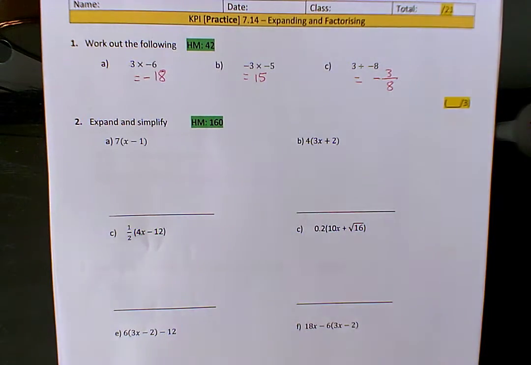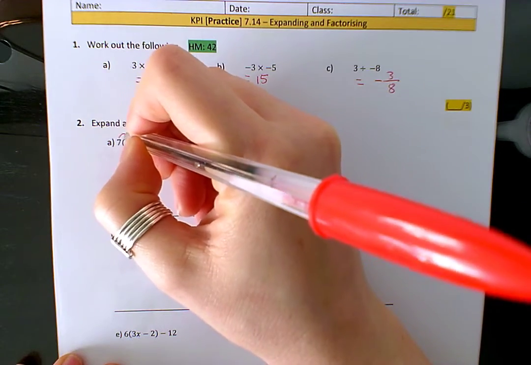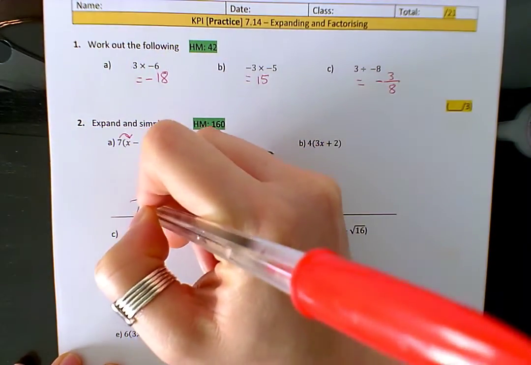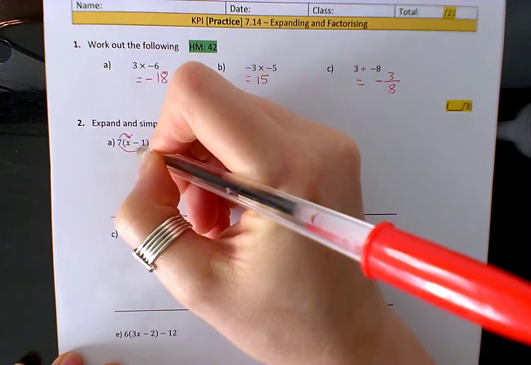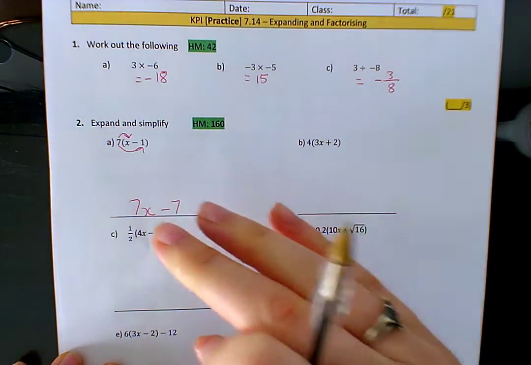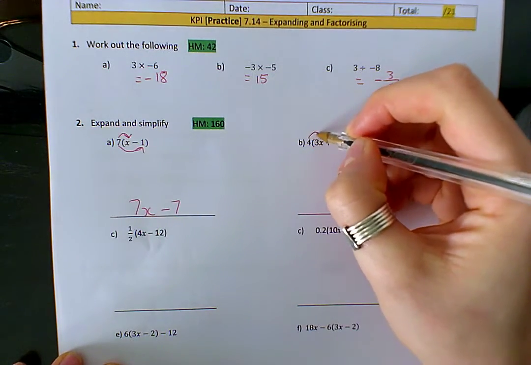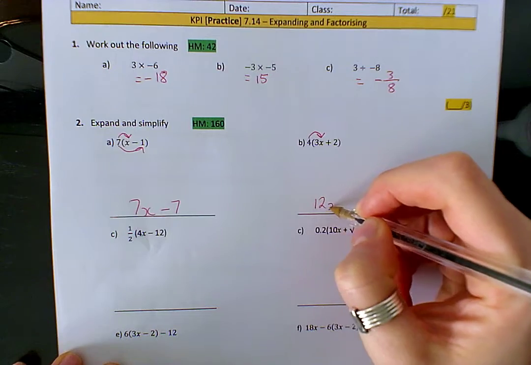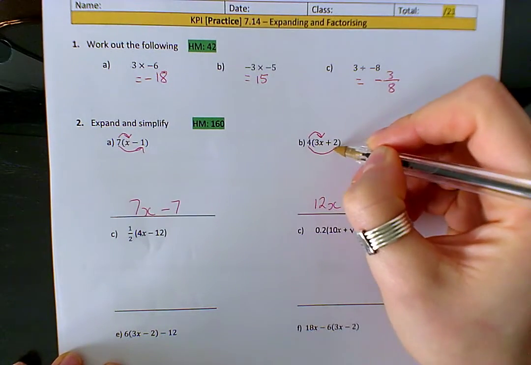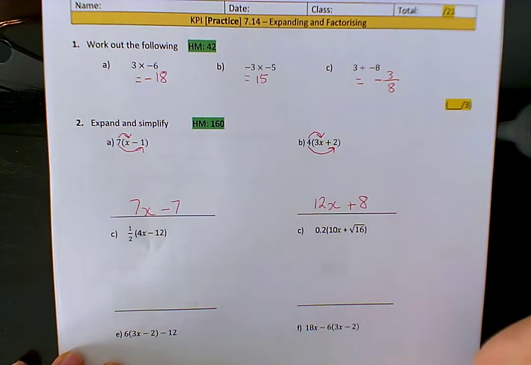Next one, this expansion. This we were doing before we finished school. We do 7 times x, which gives us 7x. Then 7 times negative 1, which gives us negative 7. Remember, it's like two separate parts. We do 4 times 3x, that gives us 12x. We do 4 times positive 2, that gives us positive 8.